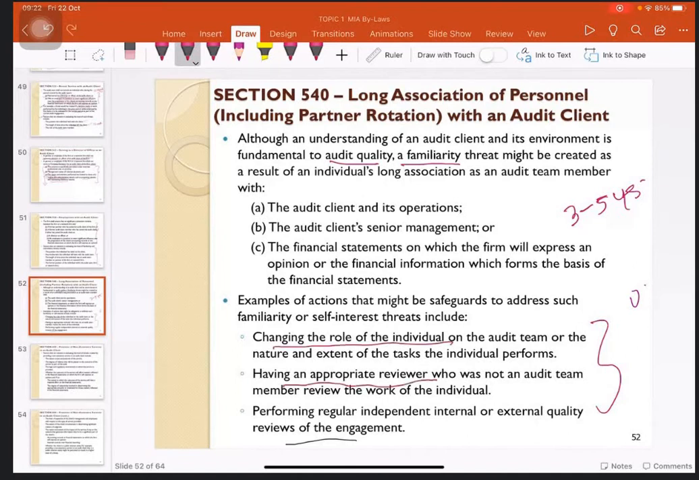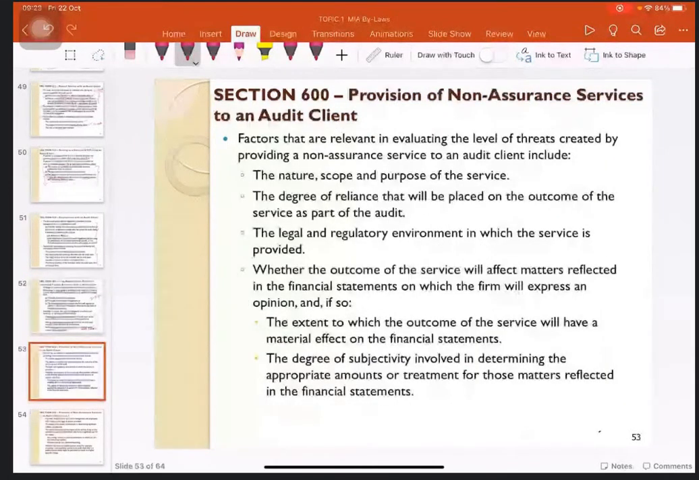Kita kena ada appropriate review. Katakanlah bahawa dia dah lama sangat audit that client. So for that particular person, kita kena buat appropriate review. Kemudian kita kena buat regular independent internal or external quality review. This one we need to do the peer review. Okay.